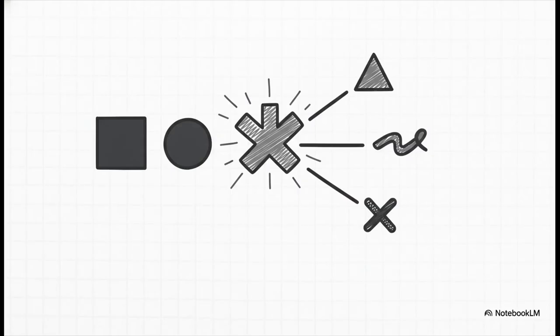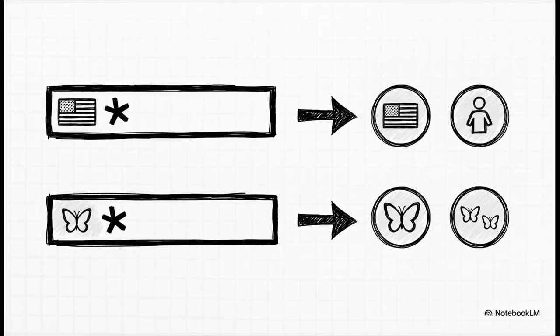Now for a real power tool, the asterisk. Think of it as a wild card. You just place it at the end of a word's root, and it tells the search engine to find all the possible endings for that word. It's amazing. This is a massive time saver. Instead of searching for America and then doing a whole new search for American, just search for America with an asterisk. The engine finds all the variations at once. Same thing for plurals. You can find both butterfly and butterflies with just one search.